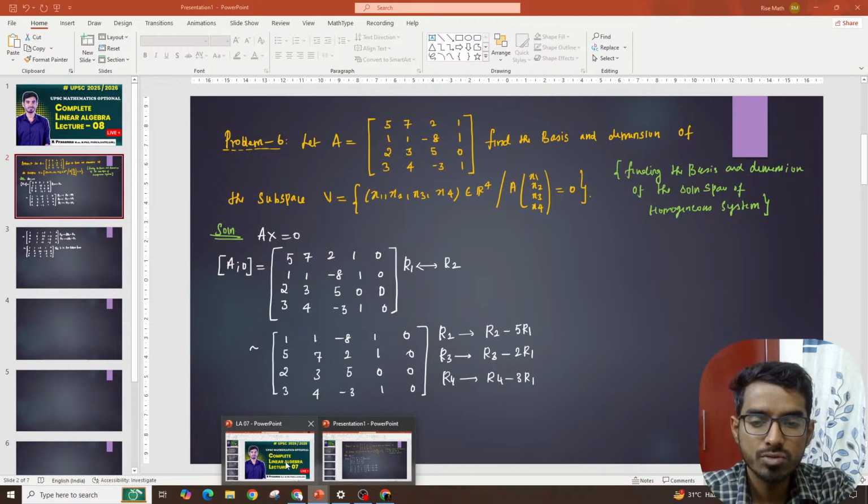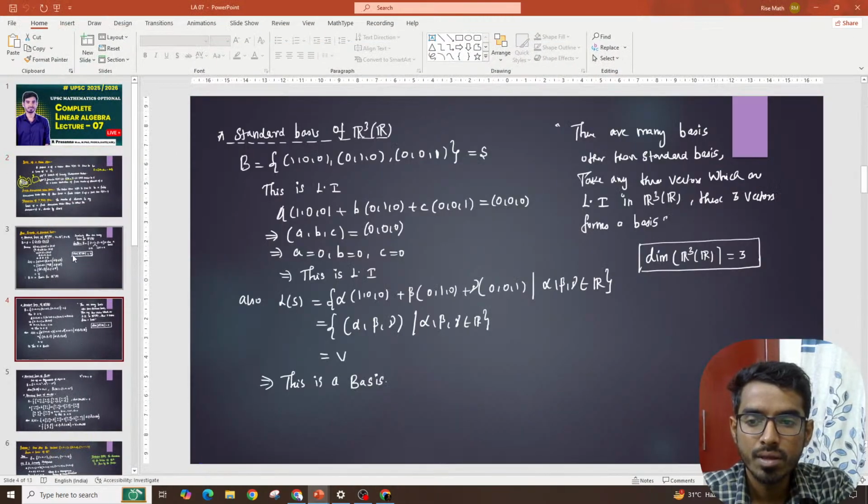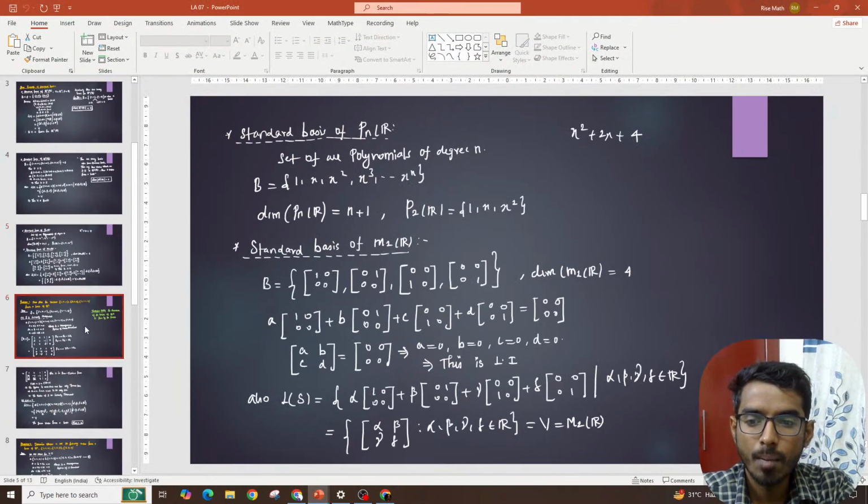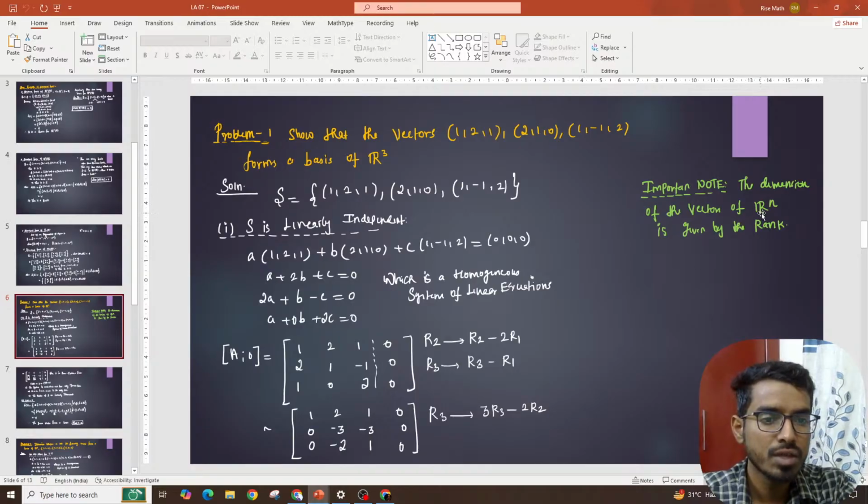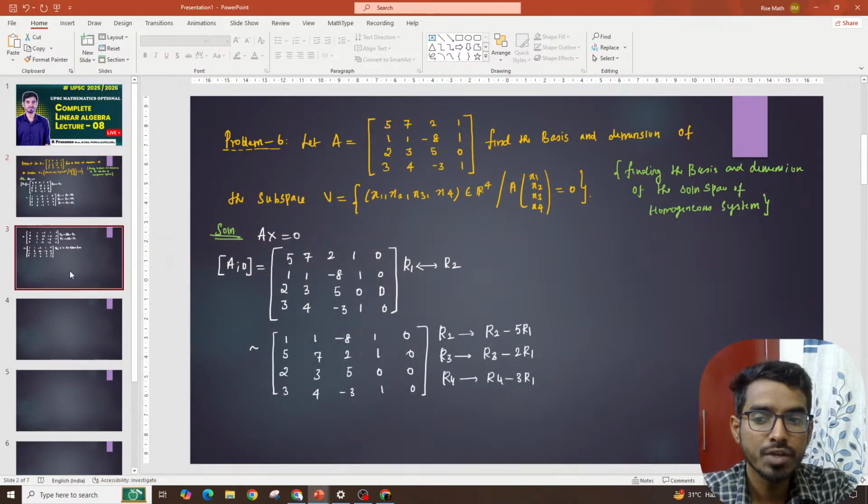In the previous class notes, I have said that in problem number 1, the dimension of the vectors involving Rn is given by rank. See, these are vectors of Rn, but in our system, we need to find the dimension and basis for the solution space, not for these vectors. So simply don't say the rank is 2, therefore dimension is 2.